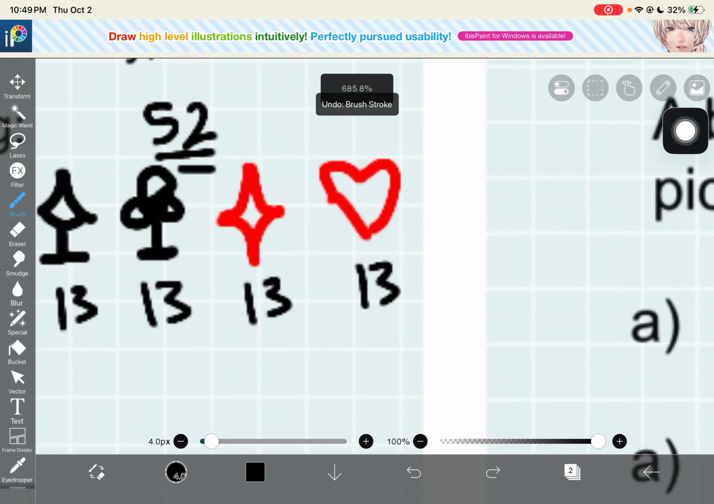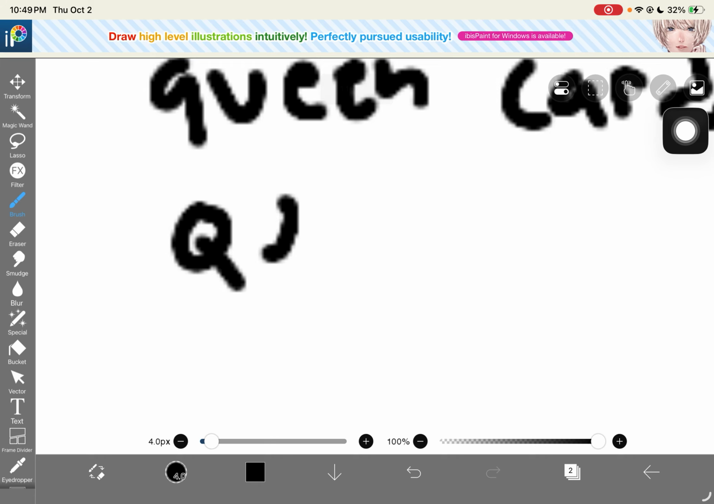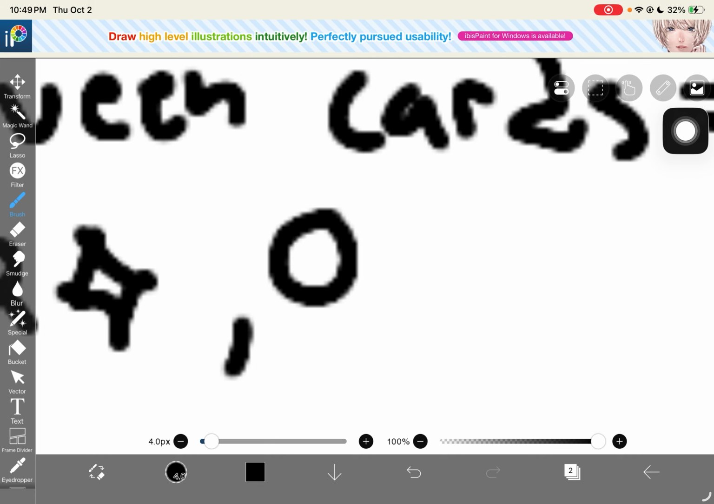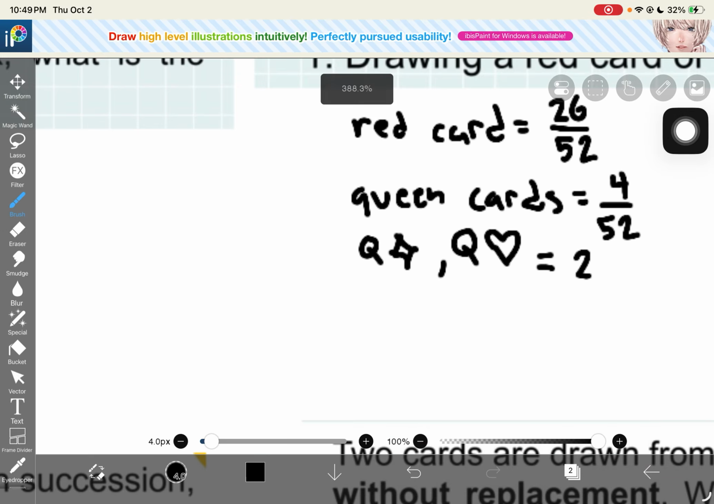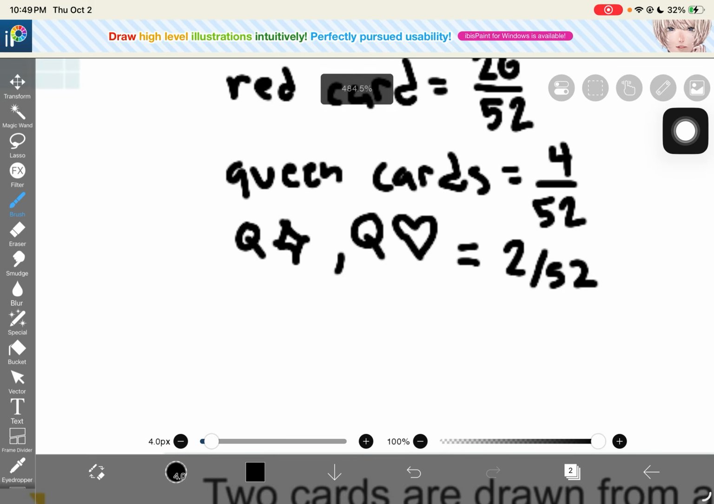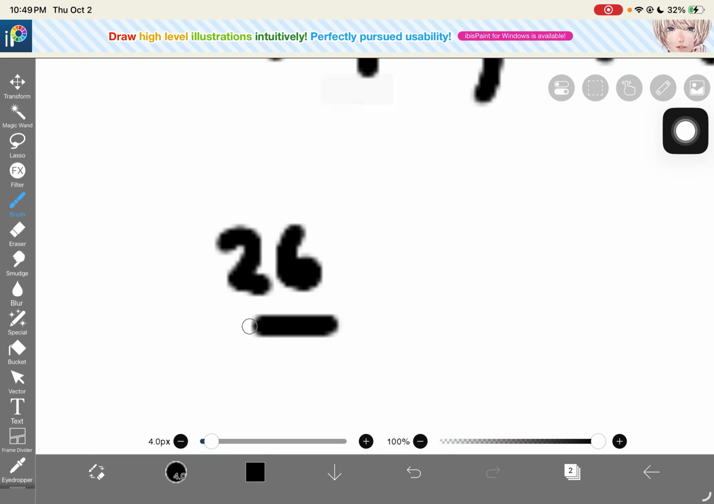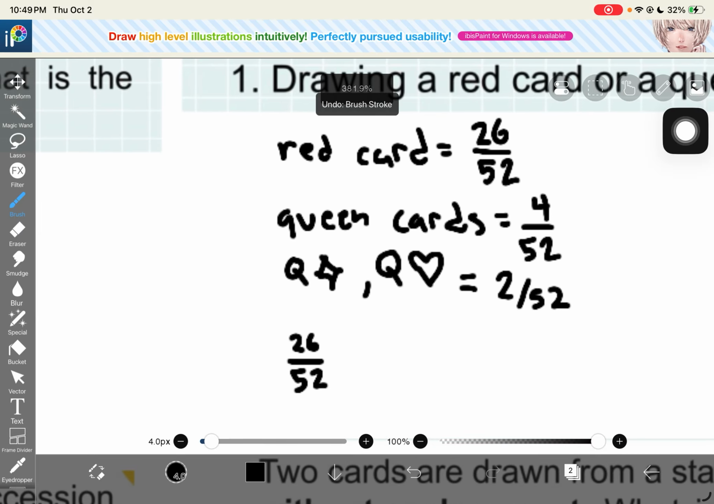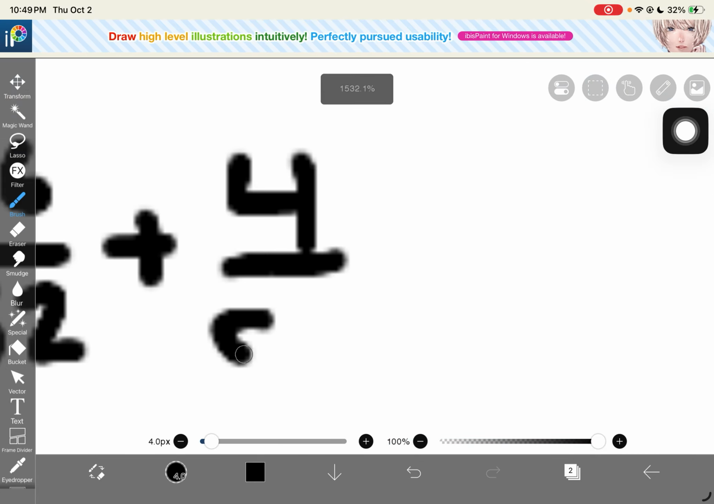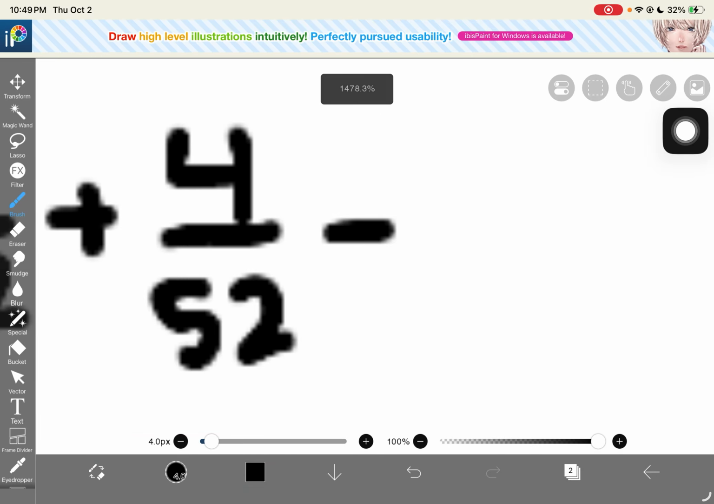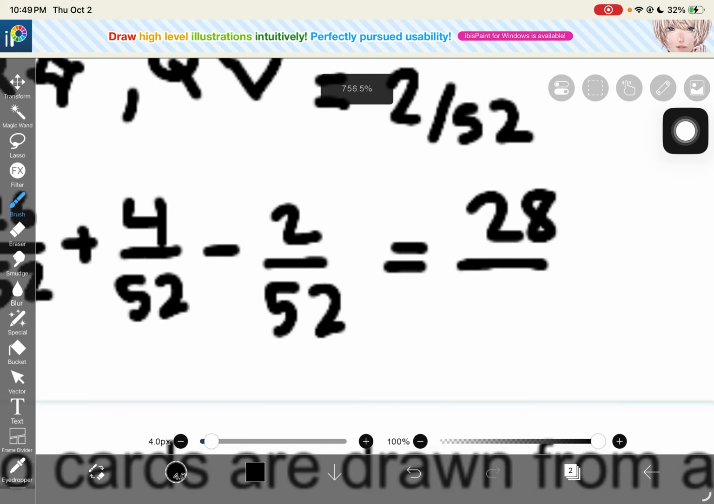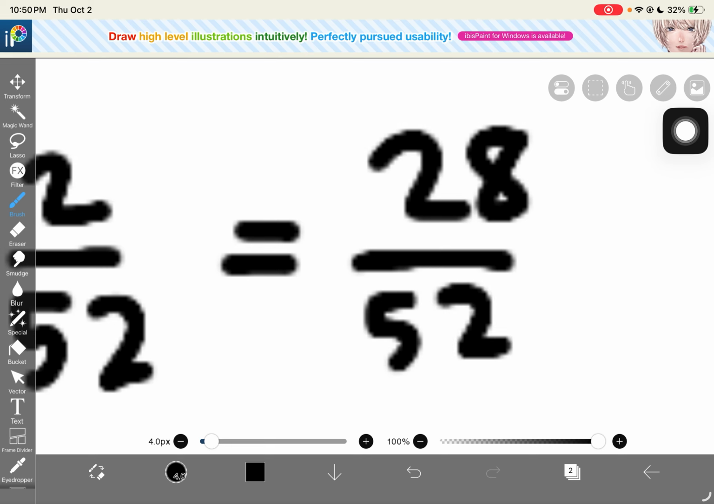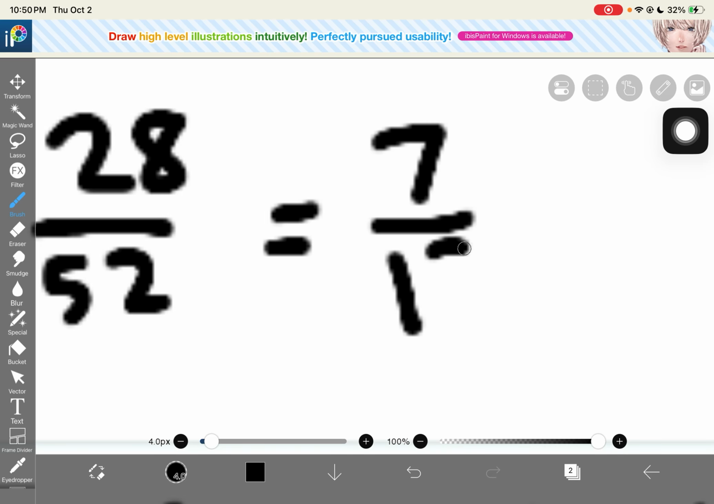Queen reds. So the queen diamond and the queen hearts. So that's equal to 2. So therefore, 2 over 52. Now, we do 26 over 52 plus 4 over 52 minus our double counted ones, which is 2 over 52. And that's equal to 28 over 52. Let's simplify that. 28 over 52 is equal to 7 over 13.